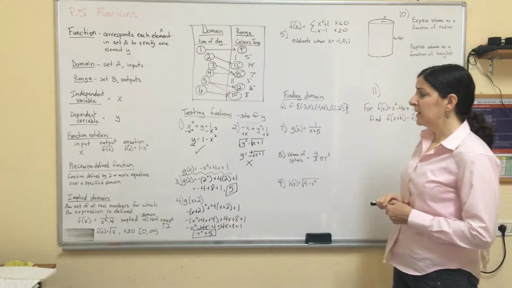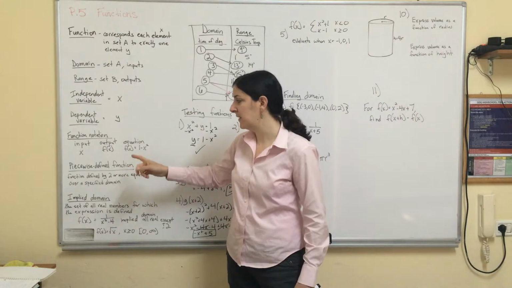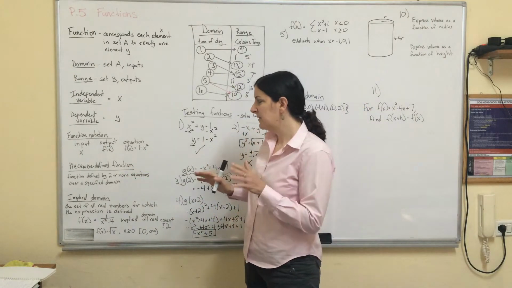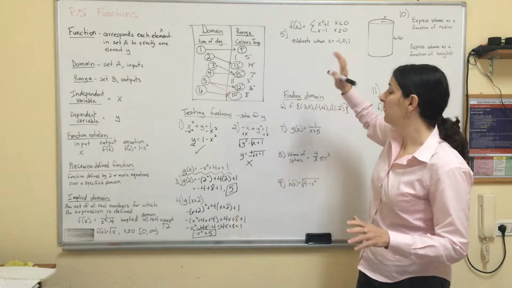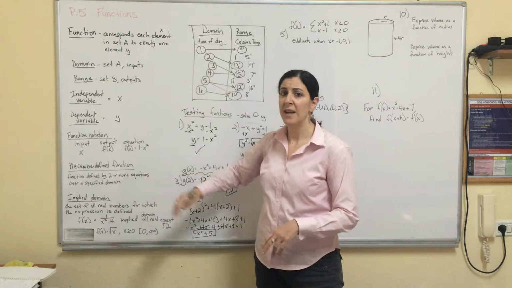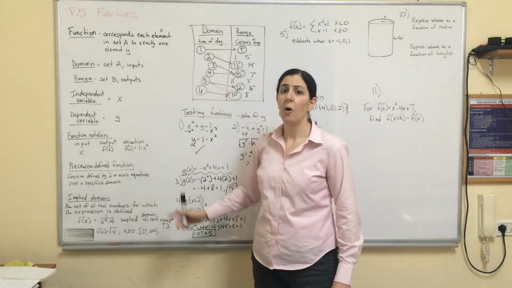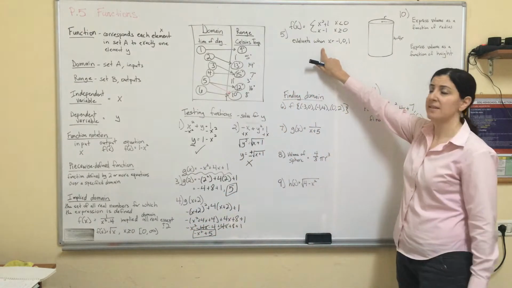Okay, the next thing that we're looking at is going to be called a piecewise defined function. Piecewise is kind of a funny name. It just has different pieces, and it actually makes sense with what we're talking about when you look at it. But the definition is that it's a function defined by 2 or more equations over a specified domain. So it's going to look something like this.